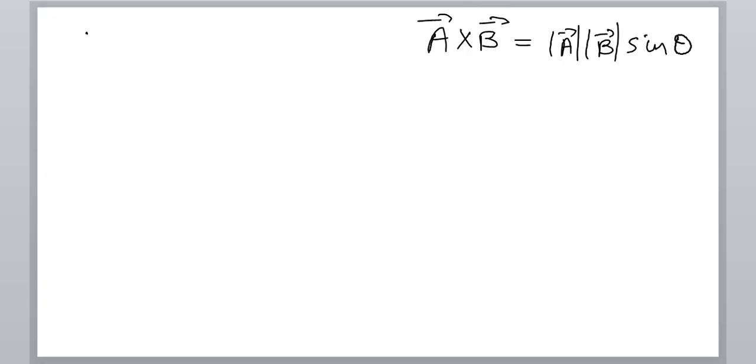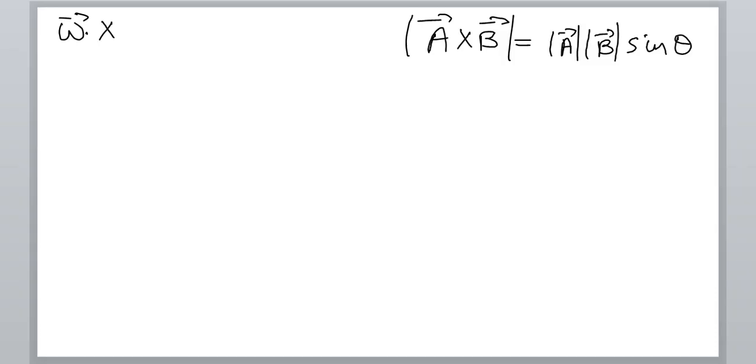If I have a vector cross b vector, that is equal to the modulus of a vector into the modulus of b vector multiplied by sine theta, where theta is the angle between the two vectors, and there will be an eta cap, but let's take the modulus of this side also. A cross b. The modulus of a cross b is defined as modulus of a multiplied by the modulus of b multiplied by sine theta.